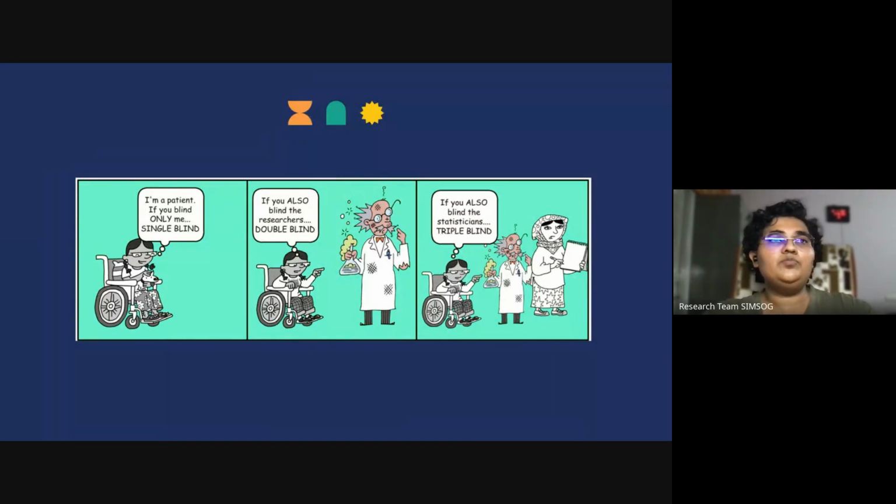Most of the good quality or the high level of RCTs that we think of, they are mostly double blinded. And if you want to go even a step further, in a triple blind study, all of the participants, the researchers, and the analysts don't know which participant is allocated in which group. So this is about blinding.